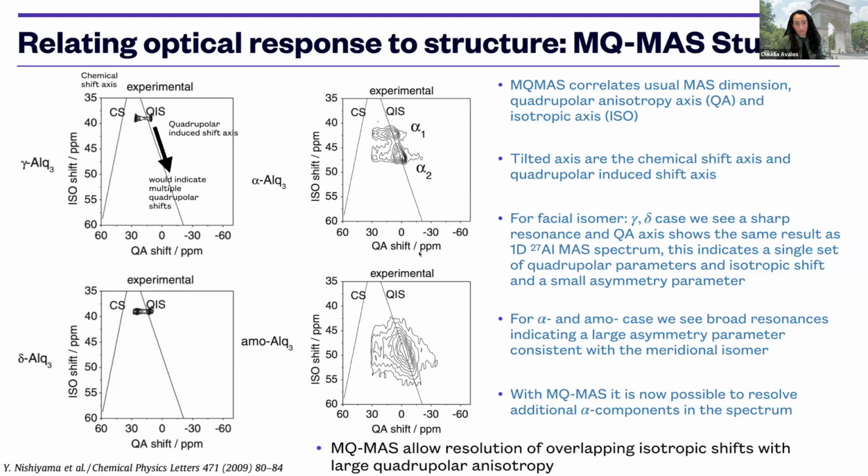Okay. So MQMAS is very useful for resolving overlapping isotropic shifts with large quadrupolar anisotropy.